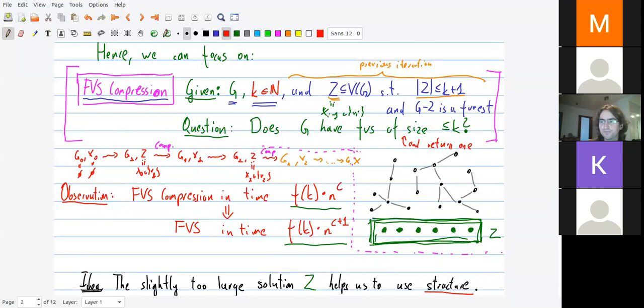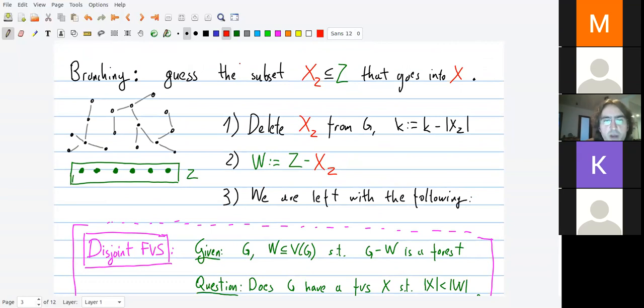Okay. Good. So now we are trying to solve this compression subroutine. Recall that now we have a set Z here of size at most k plus one, and we would like to find a feedback vertex set. When we have a set of size k plus one, which is small, if we do not care about precise dependence on k, we have a very cheap, easy step of branching.